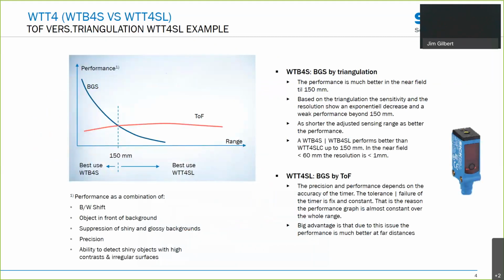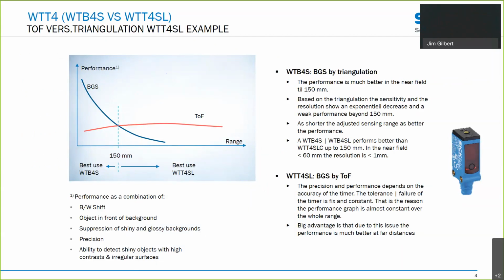So looking at this sensor I mentioned before, the WTT4S, is shown on the right-hand side. This is a very small sensor in the SICK family. We call it the W4 family. And what it offers is long sensing range, out to about 1.3 meters.